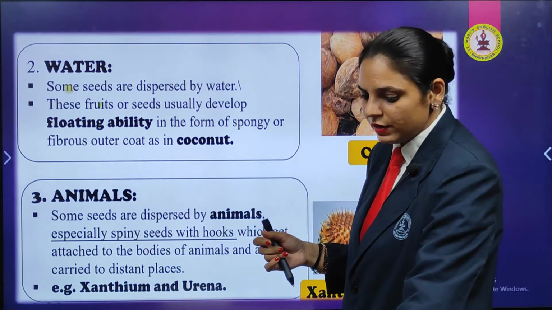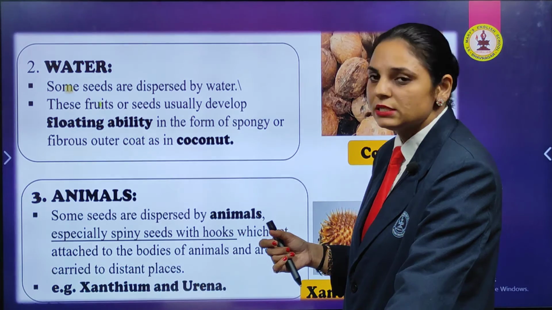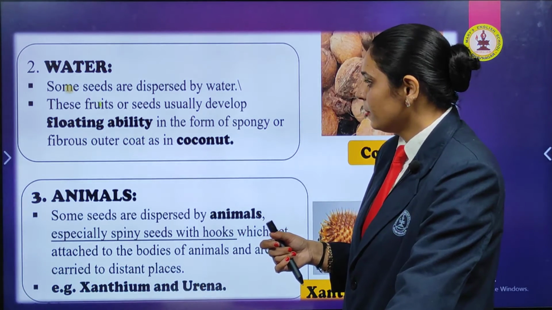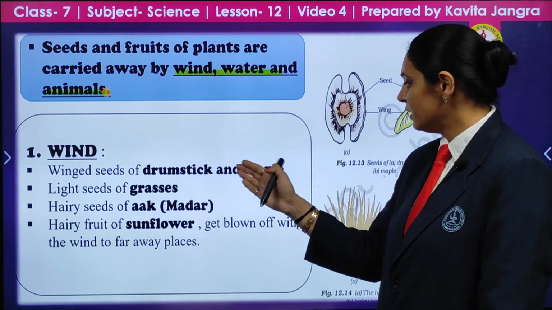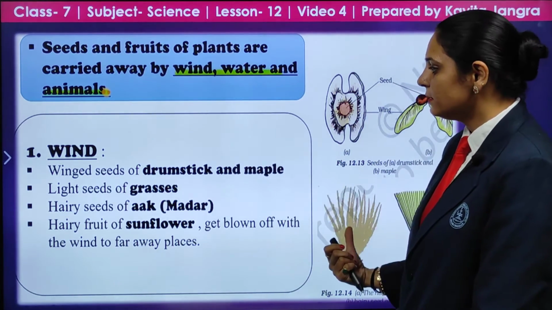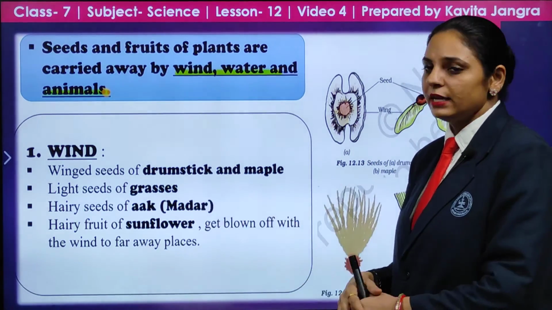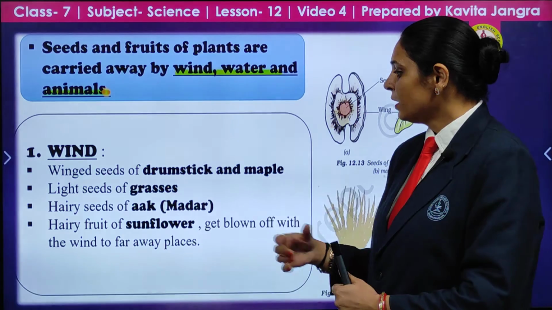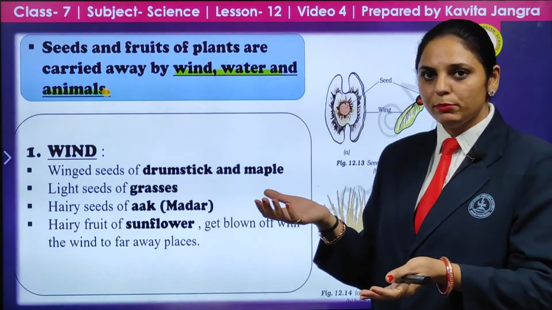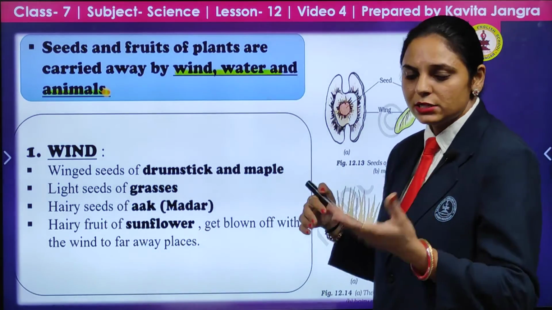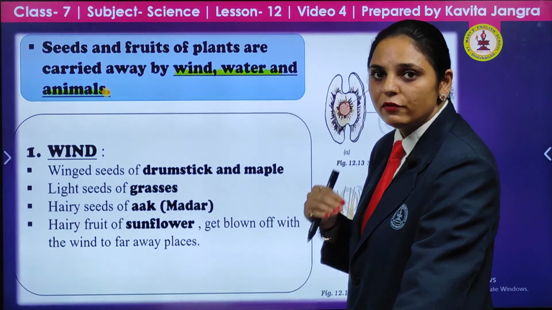As I said, wind is responsible for carrying the seeds from one place to another because the seeds are light and can be carried. Drumsticks and the maple have wings, as you can see they are light, and there are the light seeds of grasses. They have hairy seeds in case of aak, and then hairy fruits of sunflower, they get blown off with the help of winds. That's why they are easily dispersed, and when they fall to a particular place where they get favorable conditions, they will grow.